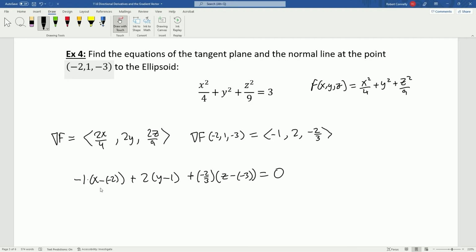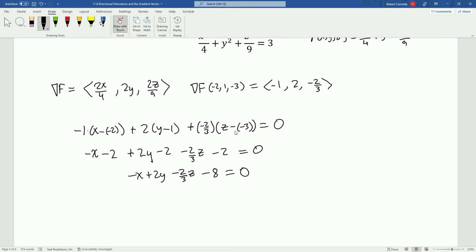So I'm going to clean this up a little bit. This will be -x. This is +2, but distribute the negative and you get another -2, plus 2y minus 2, minus 2/3 of z, plus 3 in here, but multiplied by -2/3, so that becomes a -2. So this becomes -x plus 2y minus 2/3 z minus 8. Okay, so this is the equation of the tangent plane.